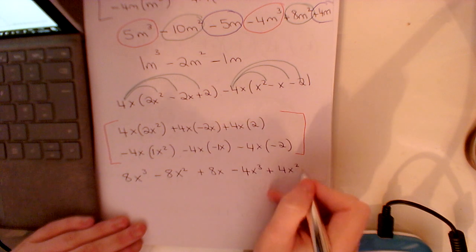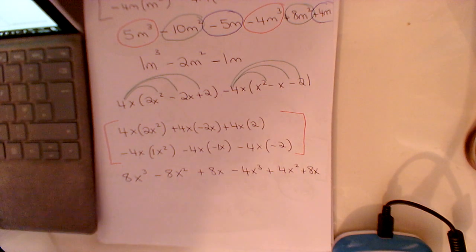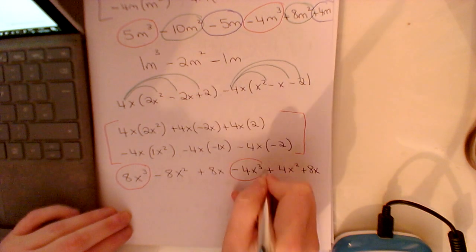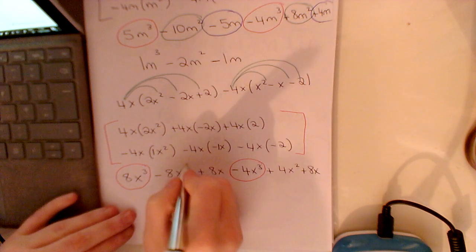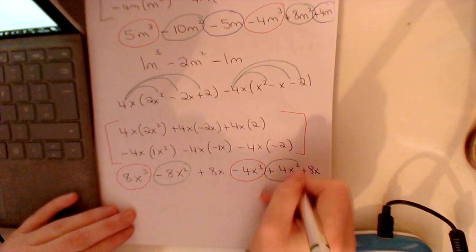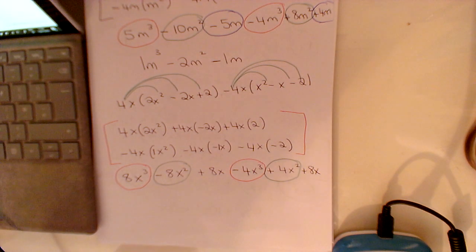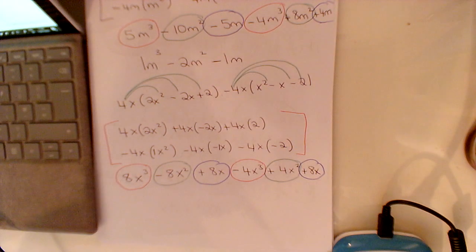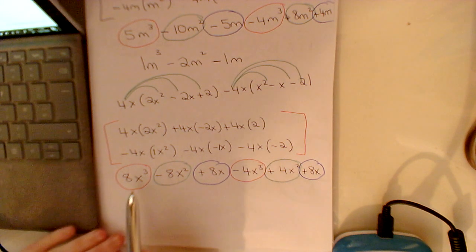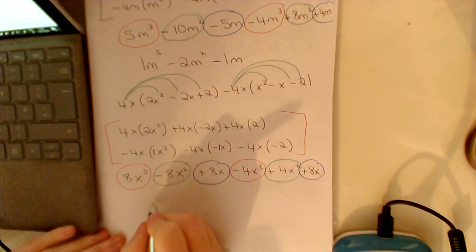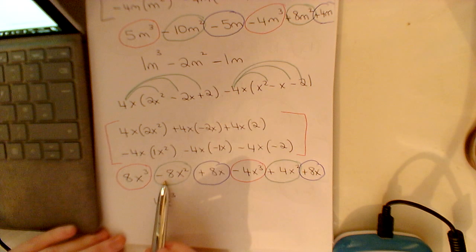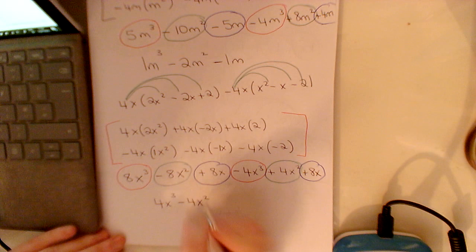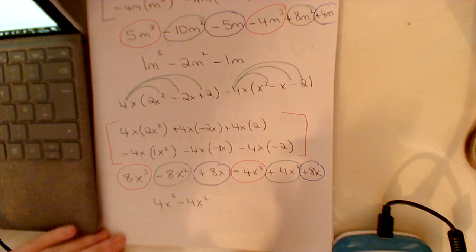Now I need to circle the like terms. So I have 8x cubed minus 4x cubed. Then I have minus 8x squared plus 4x squared. And then my x's, I have plus 8x plus 8x. And now I'm going to add like terms. So I have 8x cubed minus 4x cubed. I'm left with 4x cubed. Minus 8x squared plus 4x squared. I'm left with minus 4x squared. Then I have plus 8x plus 8x, I have plus 16x. And that's your final answer that you had to do for homework.